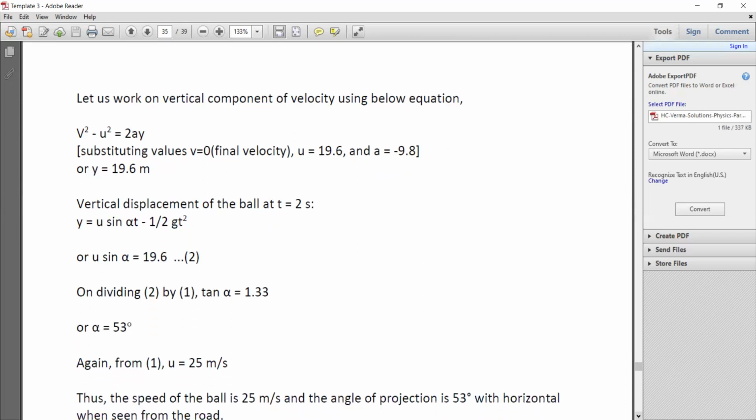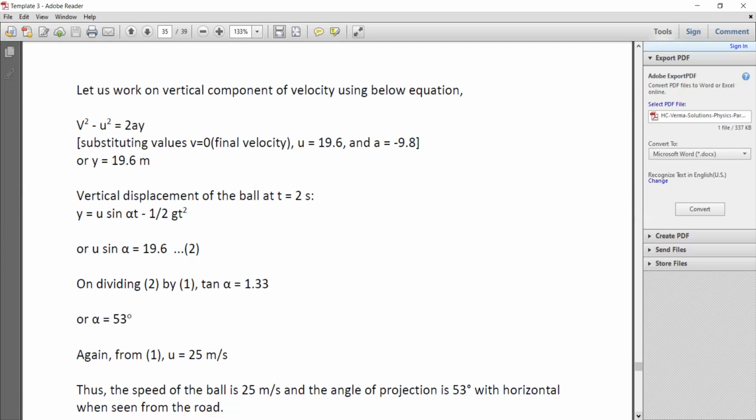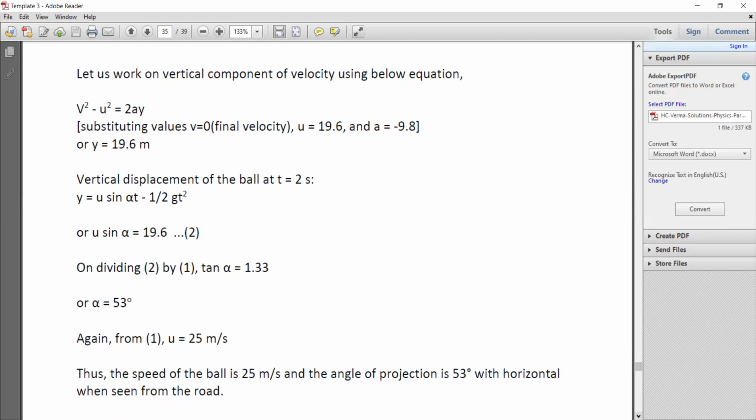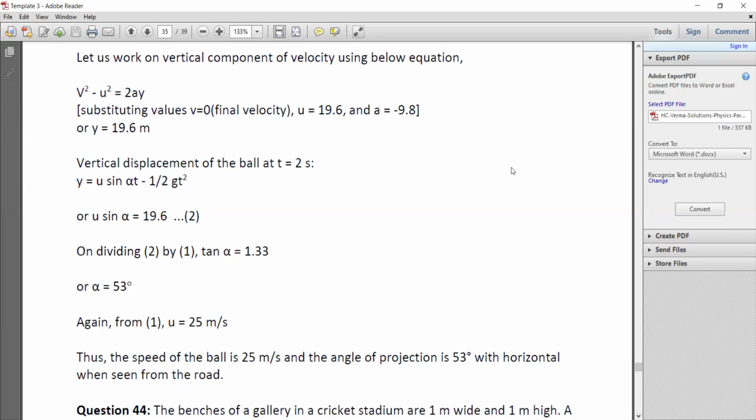Let us work on the vertical component of velocity using the equation V squared minus U squared equals 2ay. Substituting values V equals 0, final velocity, U equals 19.6, and a equals minus 9.8, we get y equals 19.6 meters. Vertical displacement of the ball at T equals 2 s, y equals U sin alpha T minus half g T squared, or U sin alpha equals 19.6. Equation 2. On dividing 2 by 1, tan alpha equals 1.33, or alpha equals 53 degrees.